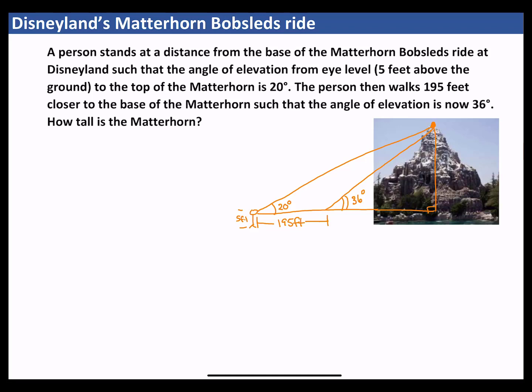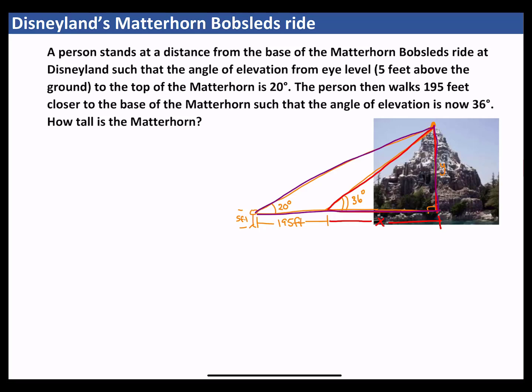And we can imagine this right triangle. And we're trying to find the height, let's call that y, of the Matterhorn. And so you'll notice that we have two different right triangles. We have one right triangle with a known angle of 36 degrees, and then we have another known triangle, this larger one, with a known angle of 20 degrees. They share the same height y, but they have different legs that are adjacent to those angles. And so it would probably benefit us to go ahead and label this other side for that smaller triangle x.